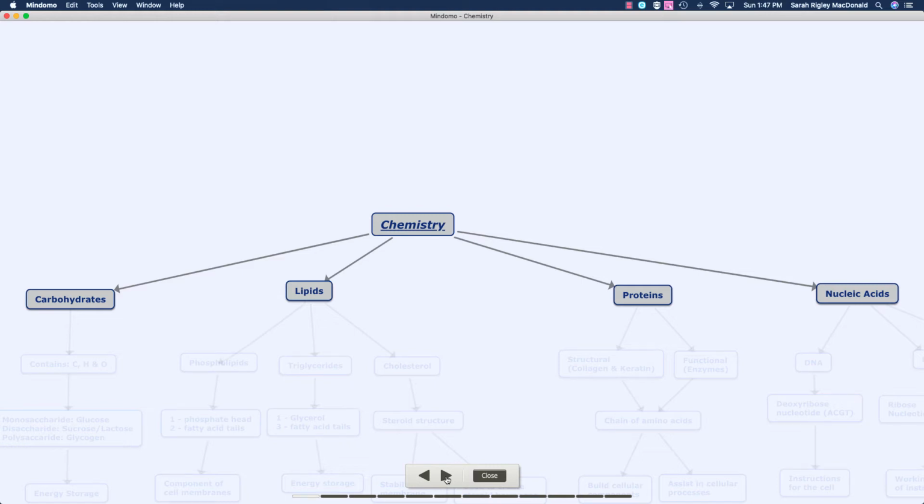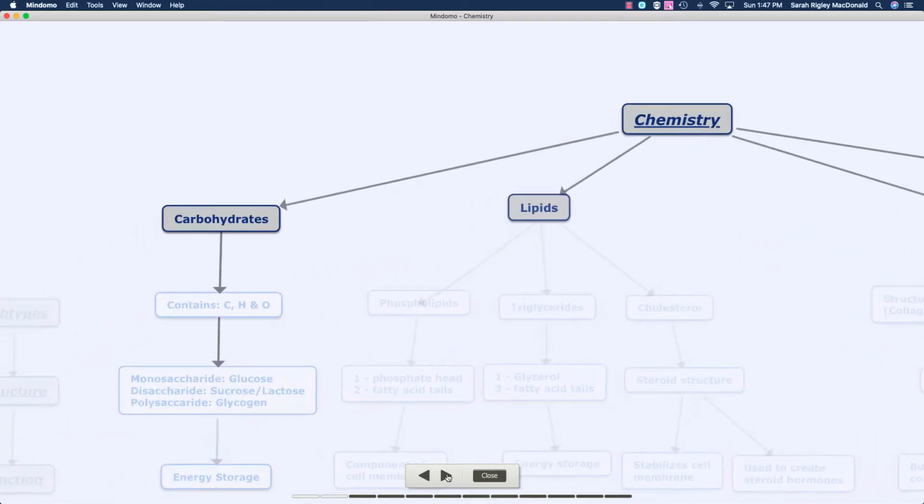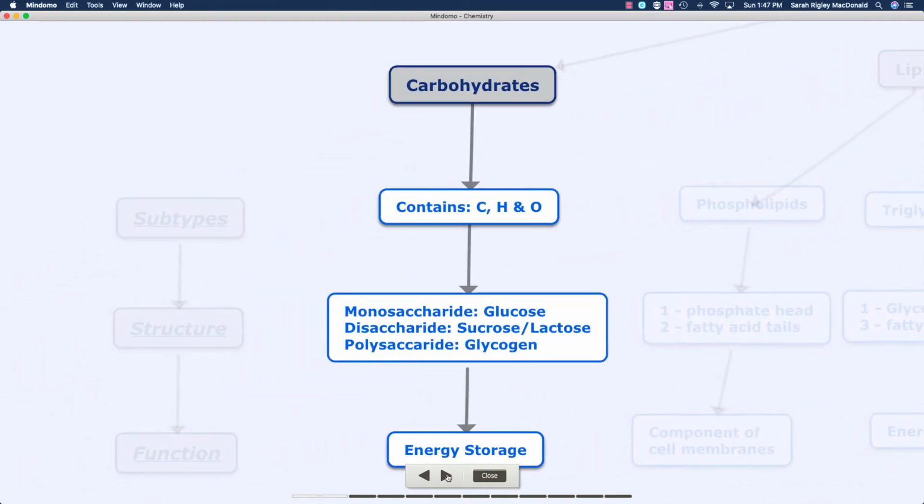All right, so many of my students have requested a tutorial on chemistry, so here you go. So the four main categories of molecules we're going to talk about are your carbs, your lipids, proteins, and nucleic acids. So for each of these categories, we're going to go over the subtypes, the structure, and then the function.